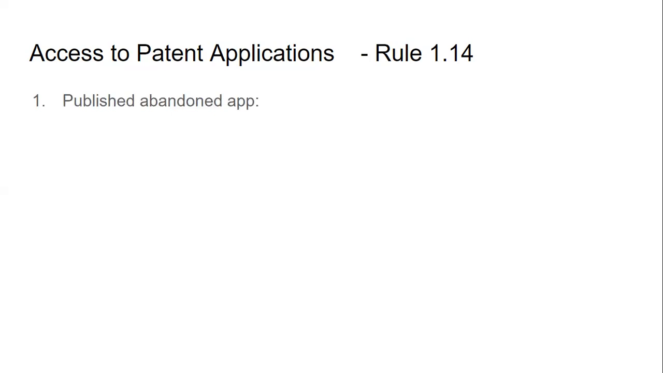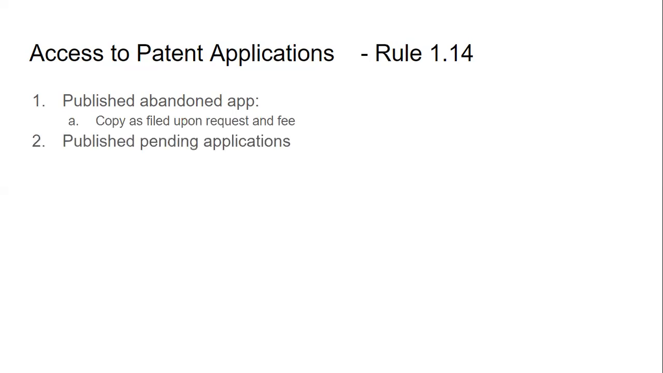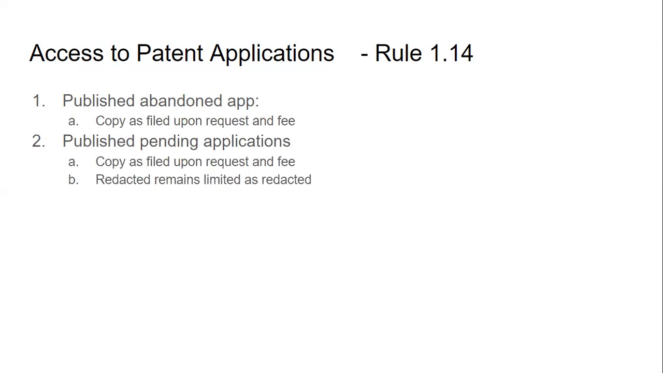And so you have the published abandoned application. In order to access that one, it's published, right? That's our first keyword. You just need a copy. You can get a copy as filed upon a request and a fee. For published pending applications, you can get a copy as filed upon request and fee. But the redacted, that's something that definitely could be an area for questions, in that the redacted remains limited as redacted. They won't go back and give you information that the patent applicant specifically asked to have redacted, unless it's like really, really special circumstances, I think.